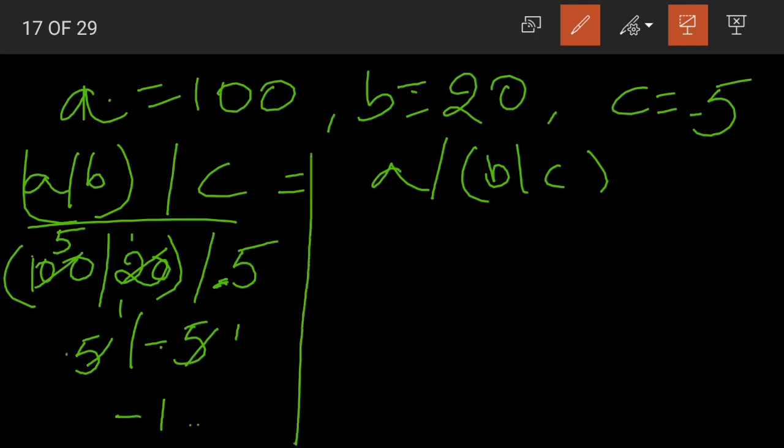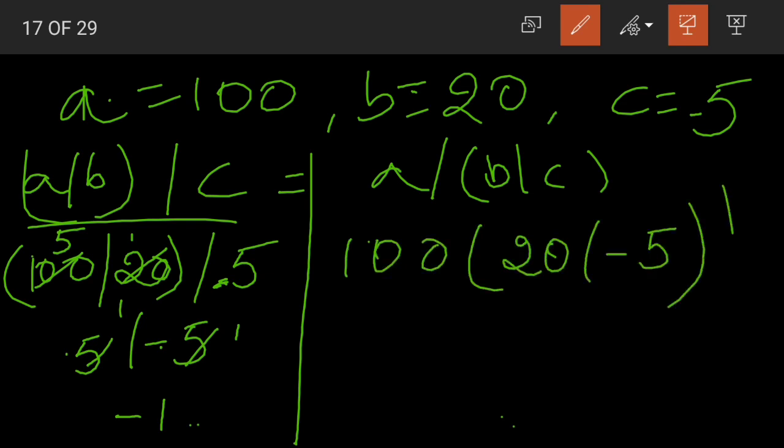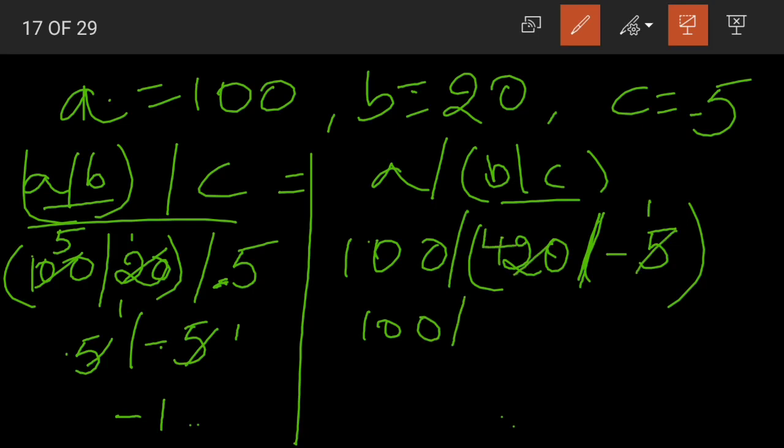This is our LHS. Coming to the RHS, 100 divided by (20 divided by minus 5). I am changing the association first. In the LHS case, we divided A by B first. But in the RHS, we will divide B by C first. 20 divided by 5: 5 fours are 20, so 4 will be our answer. Coming to the sign, one is positive and the other is negative, so the result will have a negative sign.